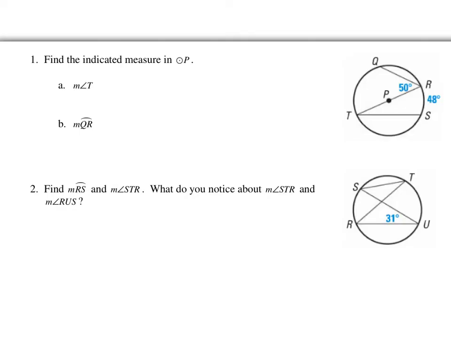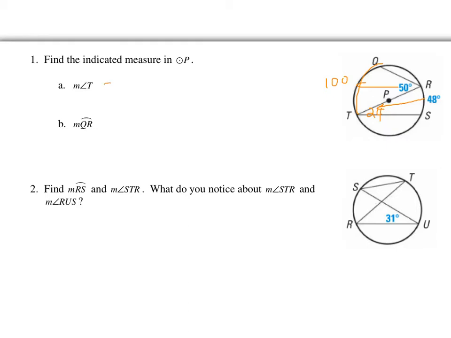This is where we're going to use our intercepted arc and our inscribed angle. So this 50 degrees that's right here, the arc from Q to T, is going to be double that. So that will be 100. If this is my 48 for the arc, the angle that is opening up towards that is going to be half of that. So that will be 24 degrees.